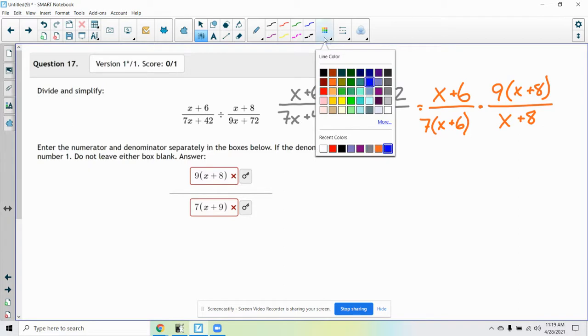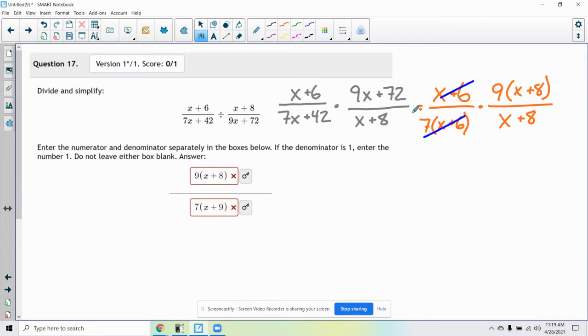Yo, look how nice this turns out. X plus 6 crosses out with x plus 6. X plus 8 crosses out with x plus 8. I'm left with 9 over 7. And that's it. That's all you got to do.